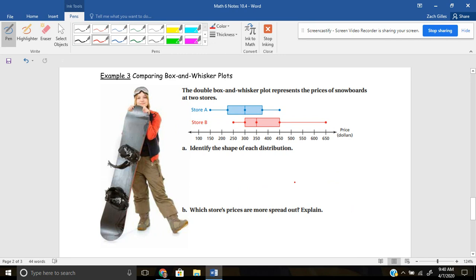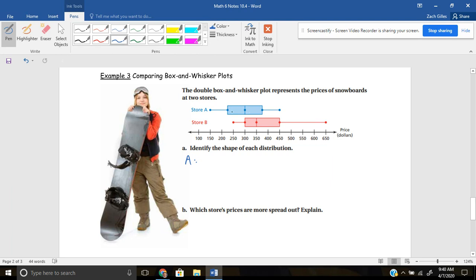The double box and whisker plot represents the prices of snowboards at 2 stores. So in blue, the top, is store A, versus store B on the bottom, and we're talking about snowboard prices. A says identify the shape of each distribution. Okay, so for store A, let me use blue here, is my data skewed left, symmetric, or skewed to the right?